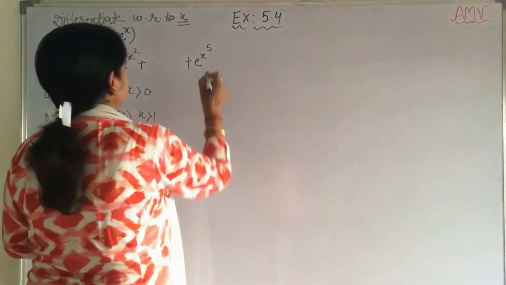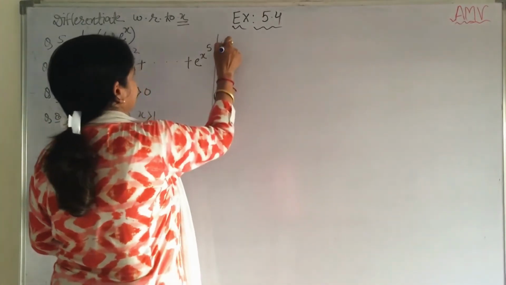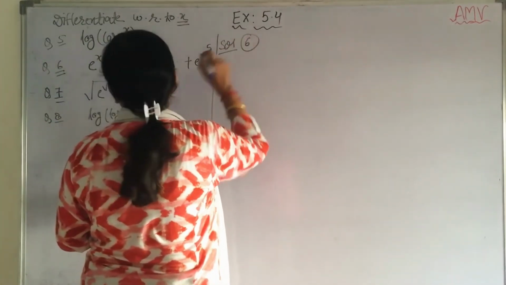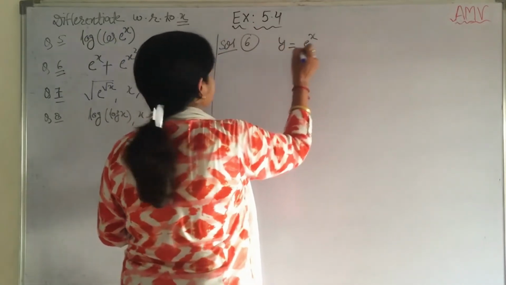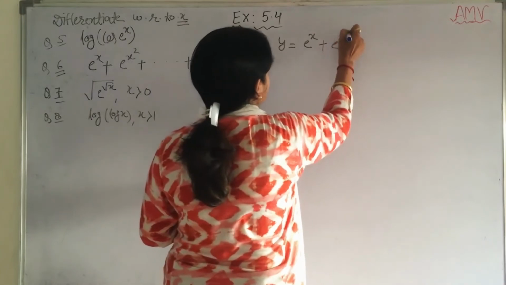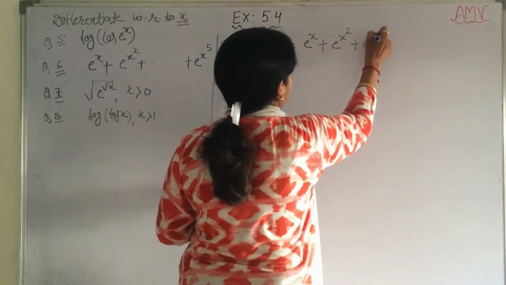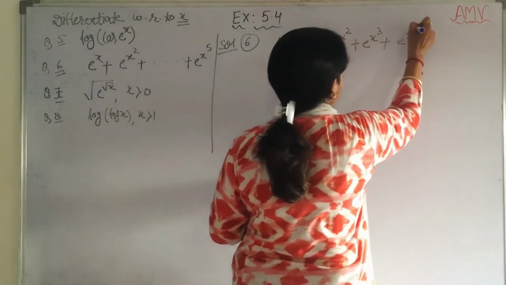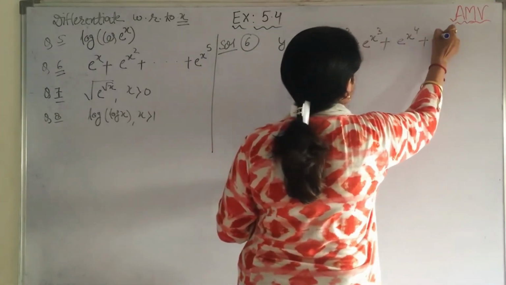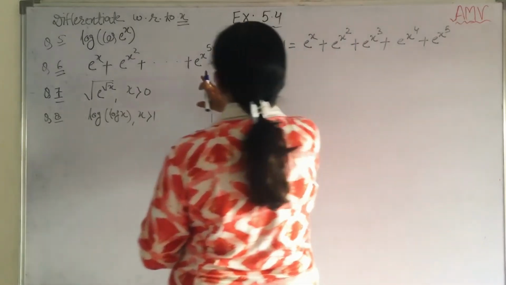Question number 6. Here let y is equal to e raised to x plus e raised to x square, plus e raised to x cube, e raised to x 4, and e raised to x 5.